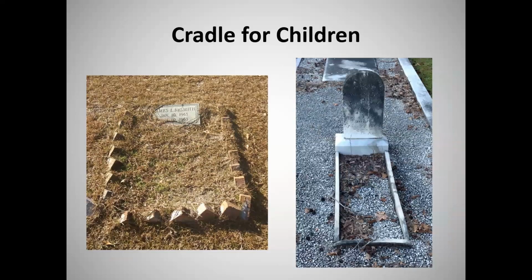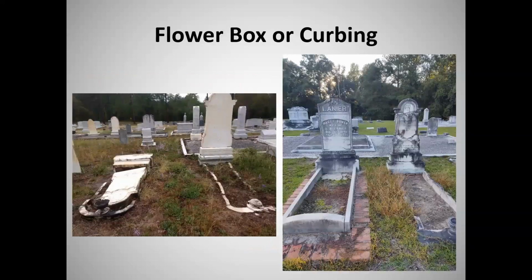For many children's graves, you might see what's called a cradle. This could be done with bricks or stone. I've also seen just wooden, kind of like spikes. It was just small pieces, but it made the little cradle for a child's grave. For an adult, when you see this, it's normally called a flower box or just the curbing. This is where they would often plant flowers in the grave.